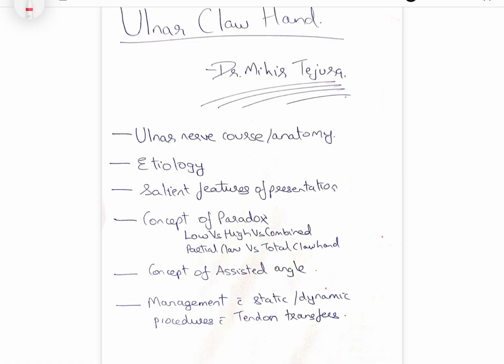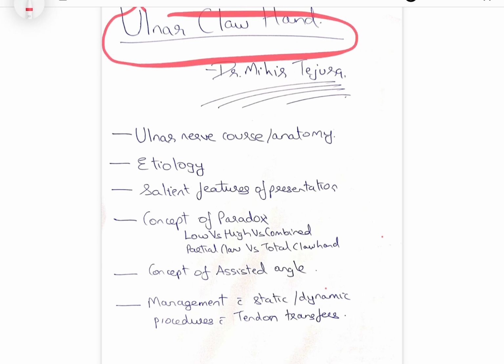Hello friends, so today we are going to discuss one of the most analytical and logical concepts of upper limb orthopedics and peripheral nerve injuries, and that is the concept of ulnar claw hand and ulnar nerve palsy. Okay, so our plan for today is we are going to discuss the ulnar nerve course and anatomy in detail. We are going to discuss the etiopathogenesis of ulnar claw hand.